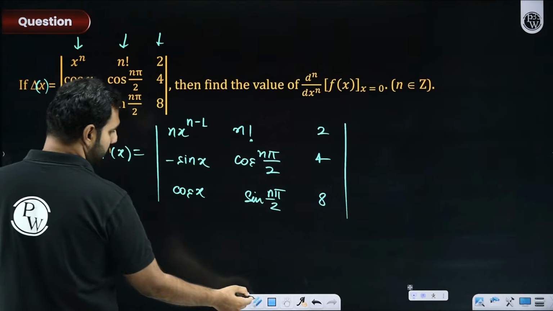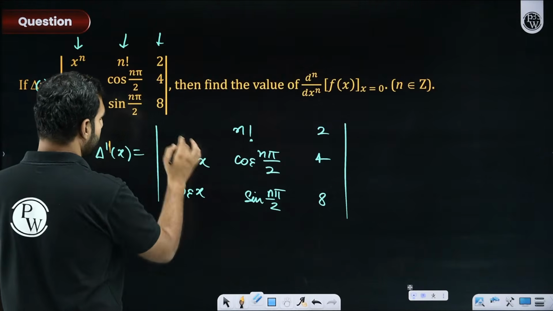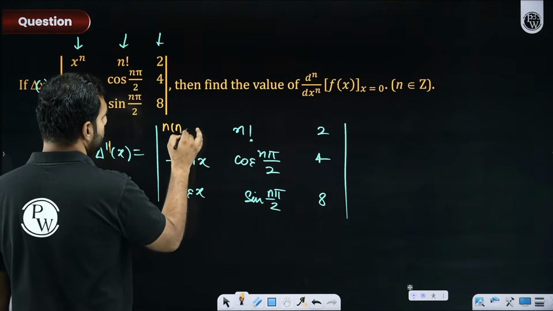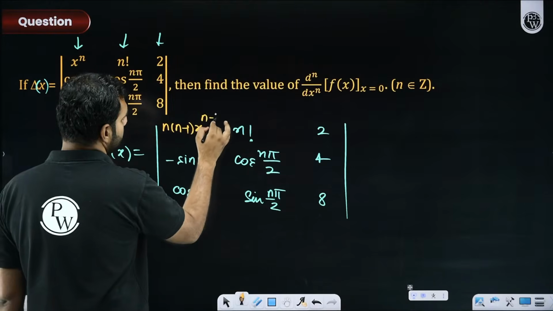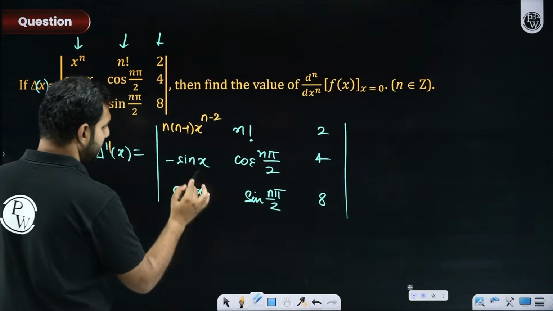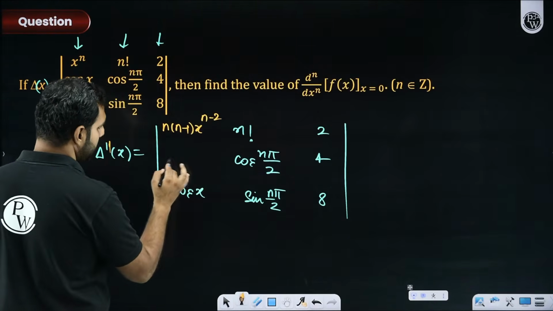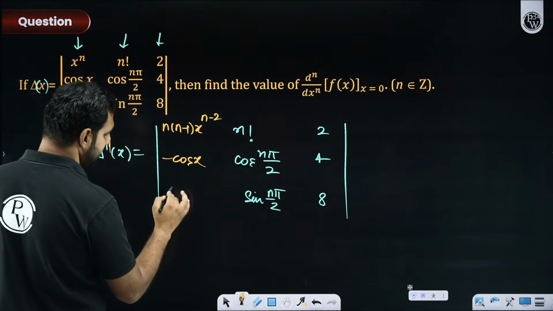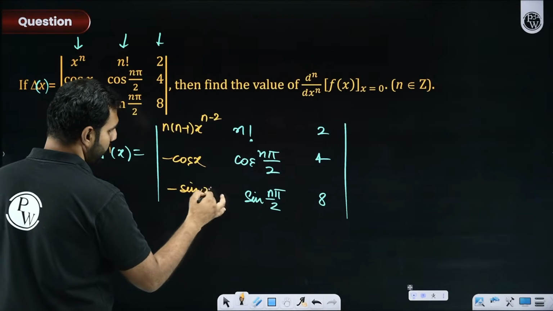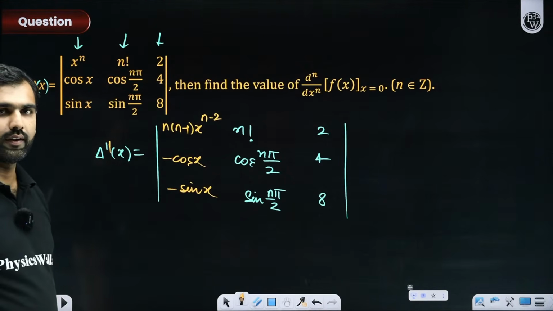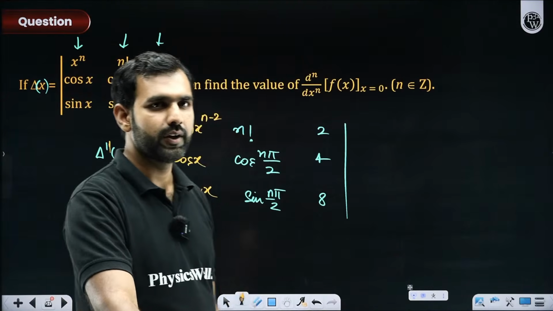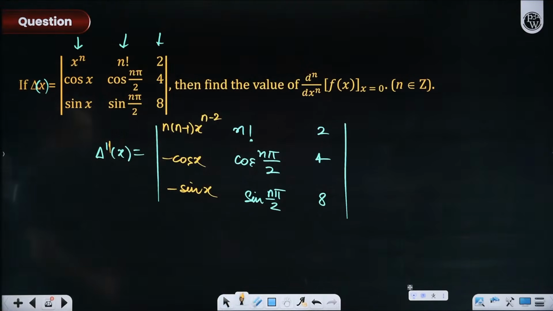So n x to the power n minus 1 will be what? I hope you now see the pattern. n minus 1, x to the power n minus 2. This sin x becomes what? Cos x, so it will be minus cos x. And this cos x becomes minus sin x. Yes or no, everyone? Yes, exactly. Everybody got this? Are you all comfortable with what is being said?